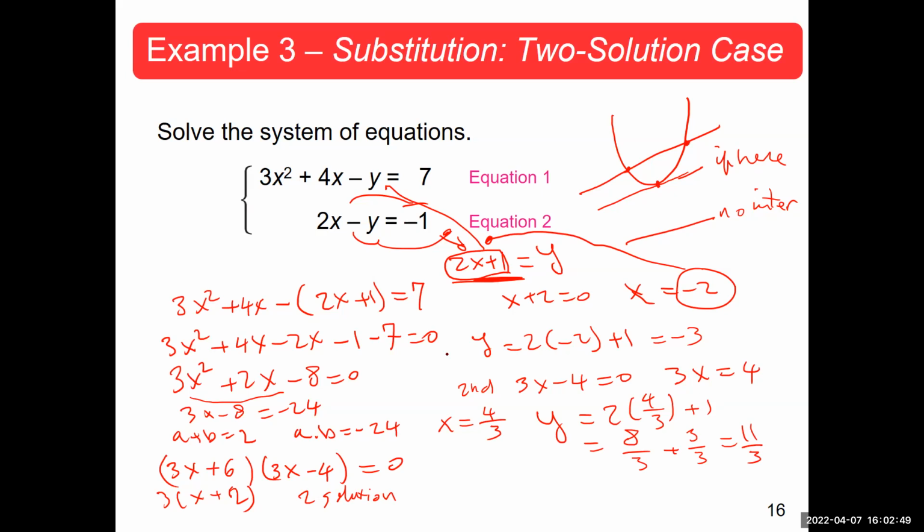2 points. That's -2, -3. The other point is 4/3, 11/3.